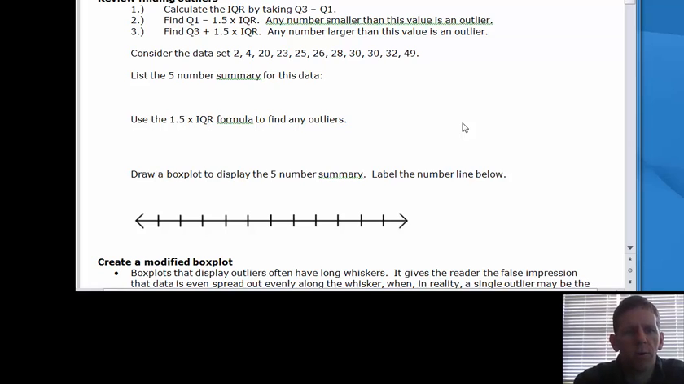These are the Statistics Lesson 4 notes, relations between shape, outlier, center, and spread of data. To review finding outliers, we're going to follow the 3 steps that you see here. And the first thing we need to find is the IQR, which is Q3 minus Q1.